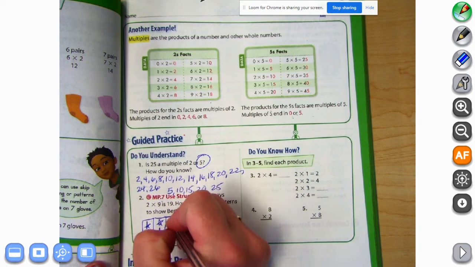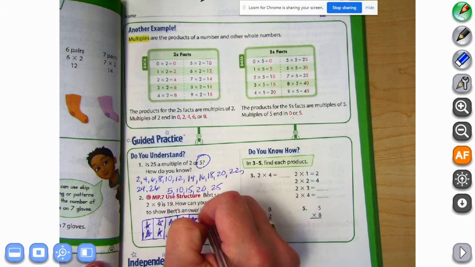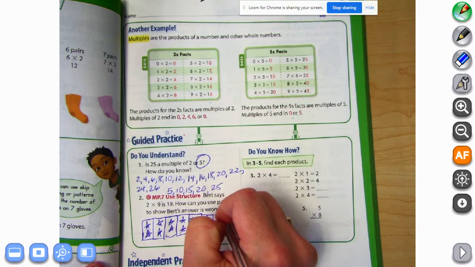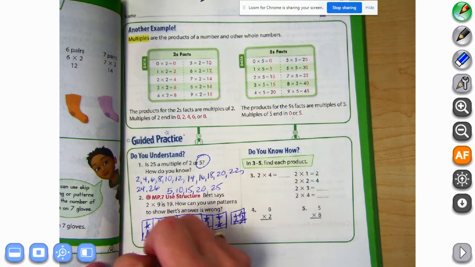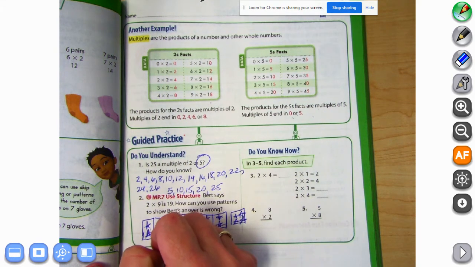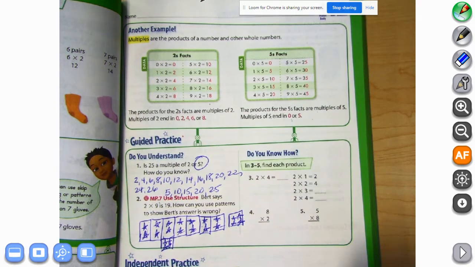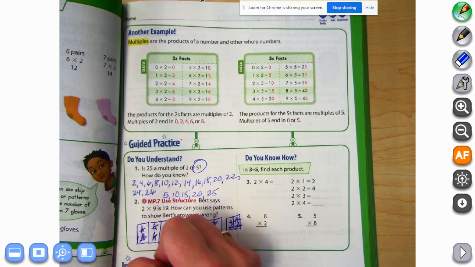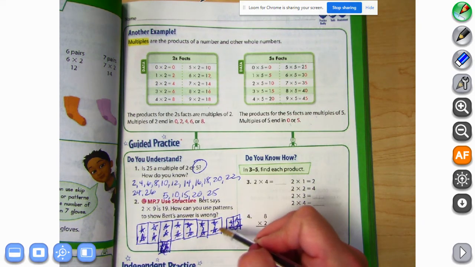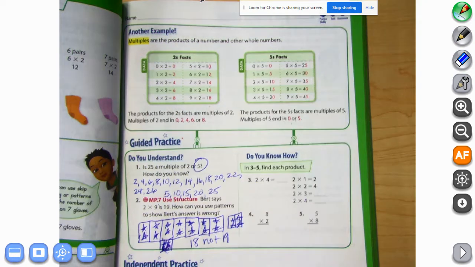So now we got to keep going. 3 groups. 4 groups. 5 groups. 6 groups. 7 groups. 9 groups. Okay, so we have 2, 4, 6, 8, 10, 12, 14, 16. Oh, did I do too many? 1, 2, 3, 4, 5, 6, 7, 8, 9. So I didn't need that one, sorry. So 2, 4, 6, 8, 10, 12, 14, 16, 18. 18, not 19.